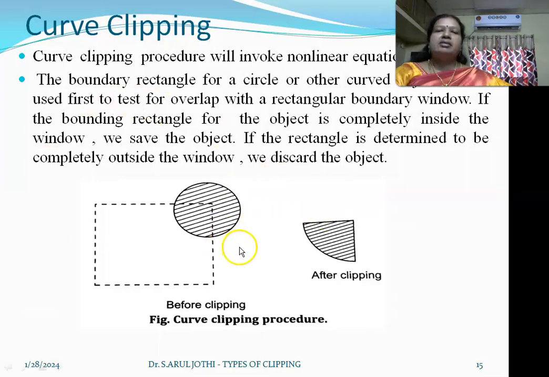Here in our case, this is our window boundary and we intersect with the circle. So the part that overlaps the window boundary is accepted after clipping and the remaining parts are discarded, since they are considered invisible.